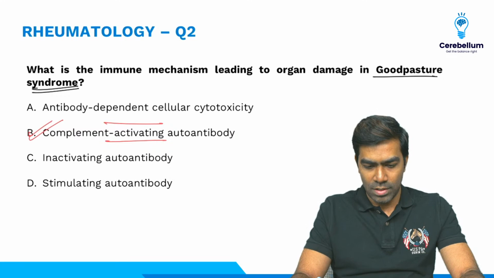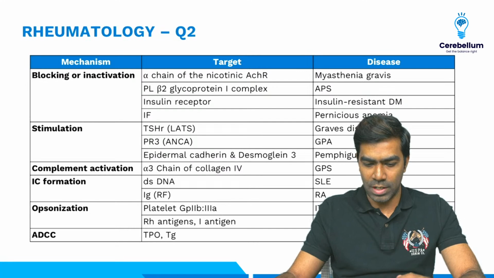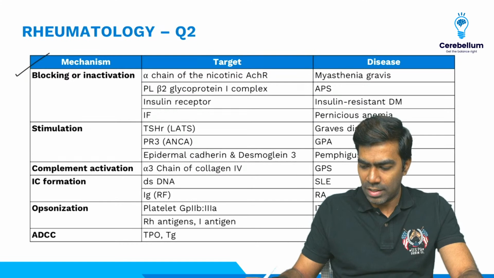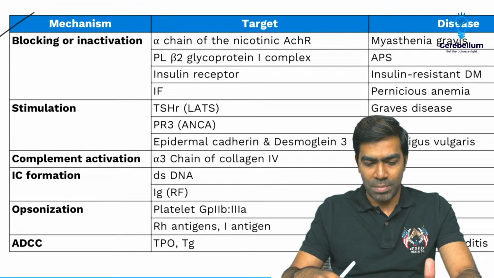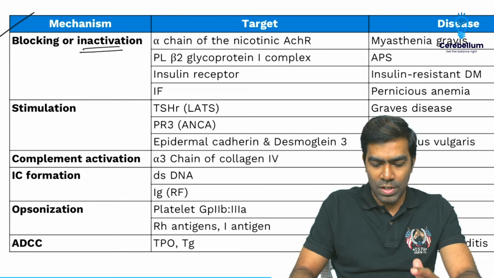So let us have a look at this table. This is an exact table that is given in Harrison. I've just condensed it and simplified it, nothing more than that. So we have multiple mechanisms of antibodies causing diseases. These are basically because of type 2 hypersensitivity reactions. You can see there are plenty of disorders that are due to blocking or inactivating antibody.